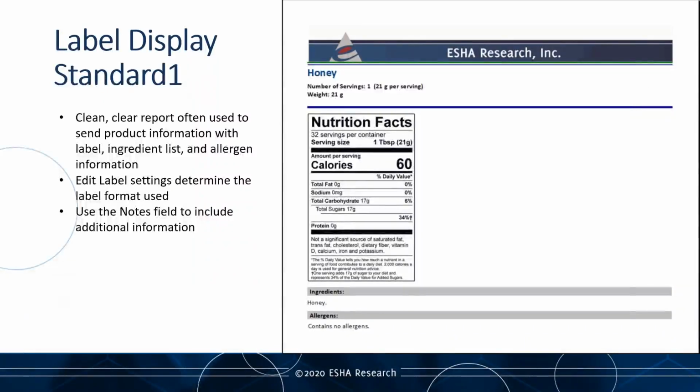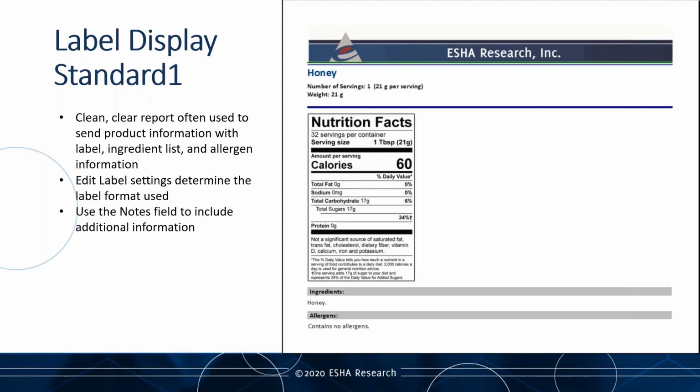And then we have the label display standard 1. This is one of the reports plus formats, and we often see this particular report used as a product sheet from manufacturers to be shared with customers. Here you can see an example that this report is pretty clean. It's got a nice looking header on it. The information is presented in this particular format and order. So you have serving information at the top, you have the label format, and ingredient and allergen information.